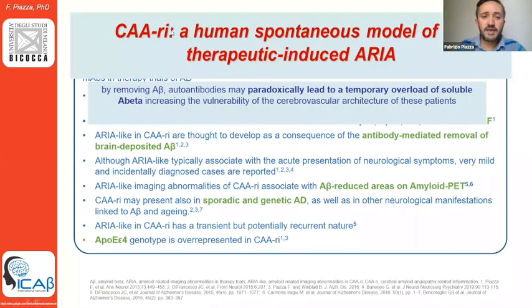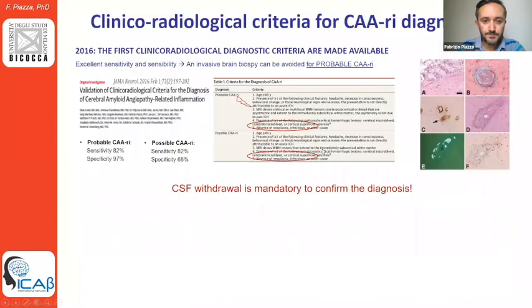So again, we propose CAA-ri as a human spontaneous model for therapeutically induced ARIA, where by removing the beta amyloid, these antibodies may paradoxically lead to a temporary overload of soluble amyloid, which can later increase the vulnerability of the cerebrovascular architecture of these patients, which carries the risk of bleeding events because of the underlying CAA pathology.